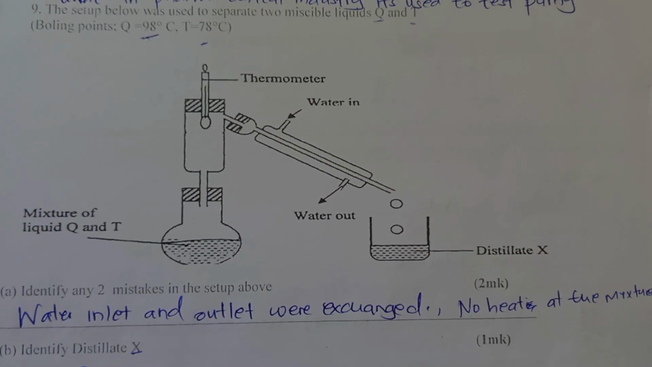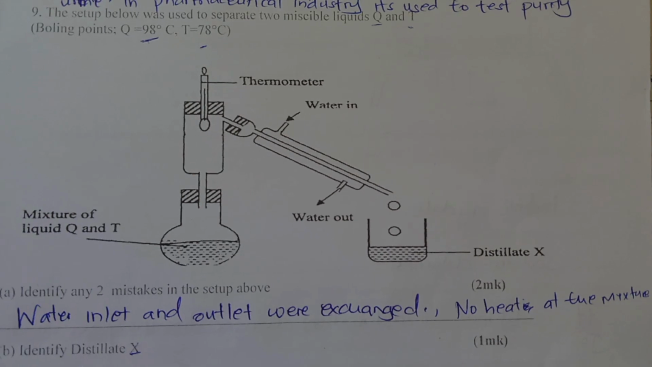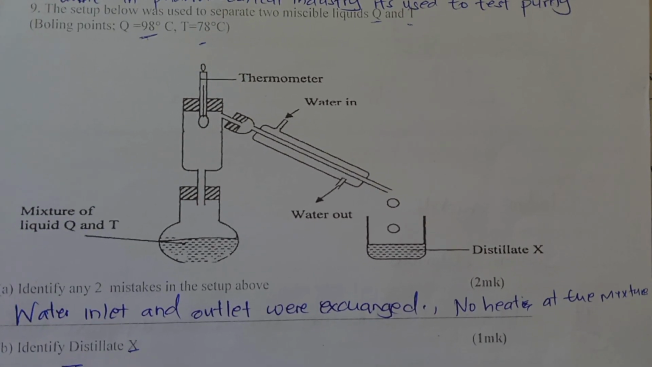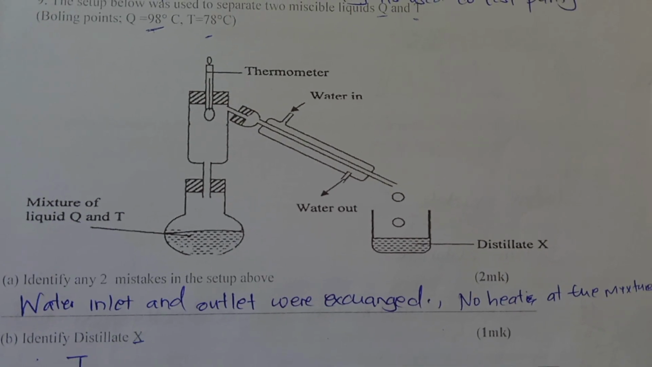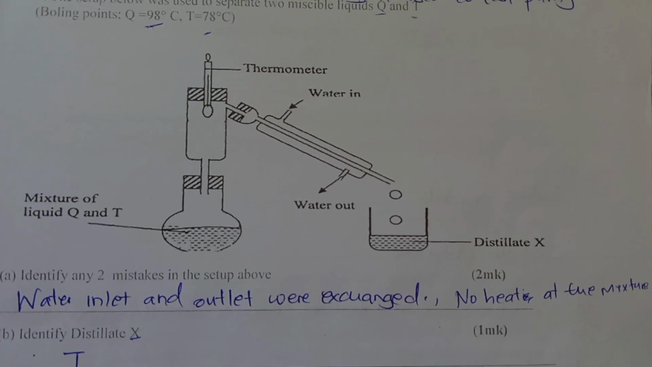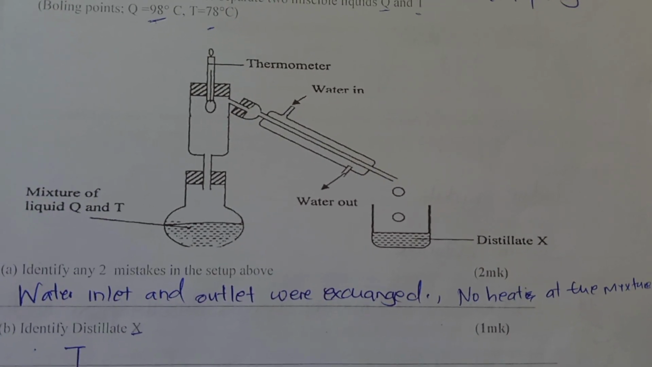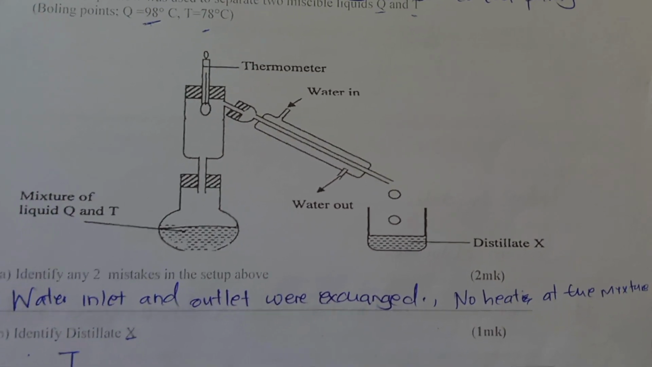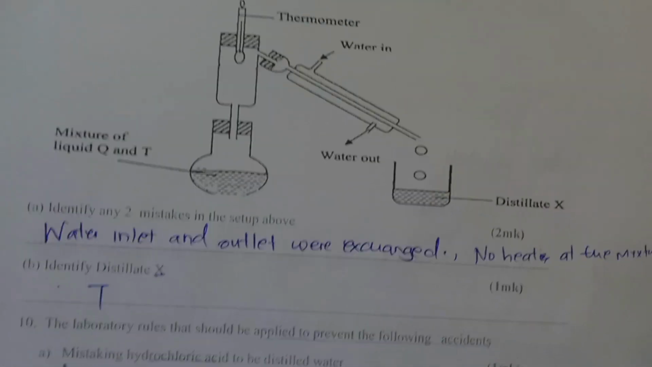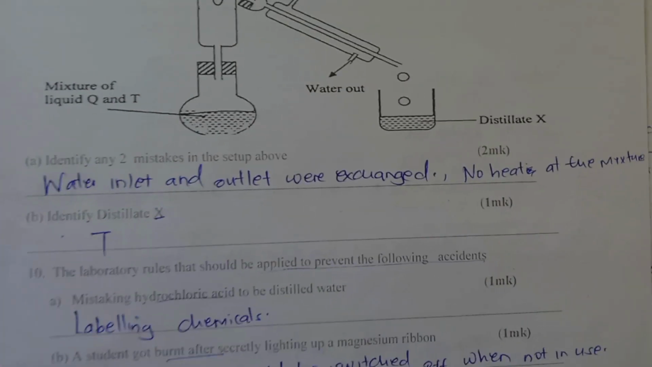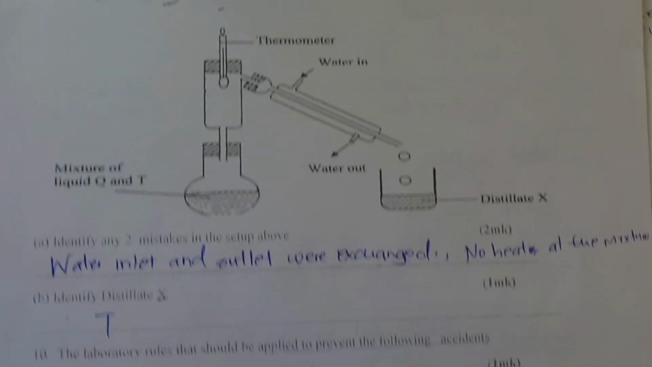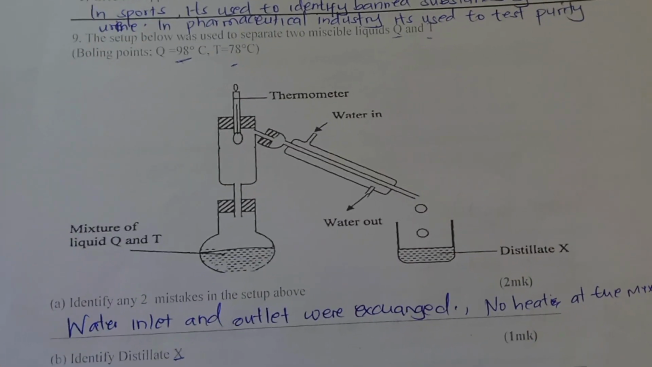The setup below was used to separate two miscible liquids, Q and T. Identify two mistakes. One is that the inlet and outlet were exchanged, and then there is no heat at the mixture. Where there is a mixture of Q and T here, they're supposed to heat. Identify distillate X. That is T, because it's the one that has the lower boiling point.